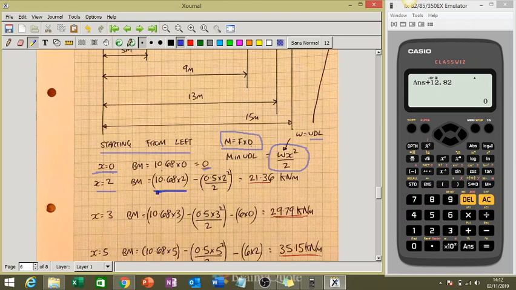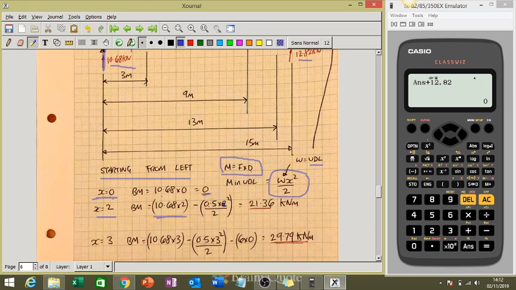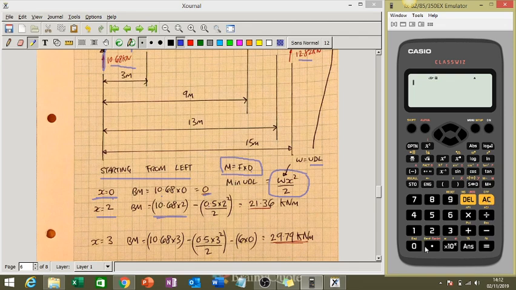That's the moment produced by that. And I've got this wx squared. This is the moment produced by the UDL, wx squared over 2. So w is the 0.5, and the 2 is the x, squared over 2. So put that in the calculator. 0.5 times by 2 squared, divide by 2, gives me 1.